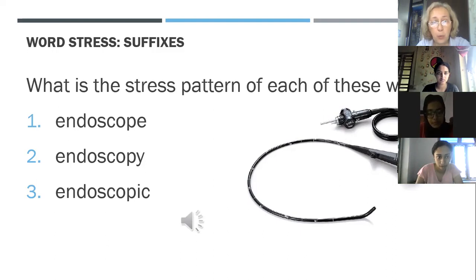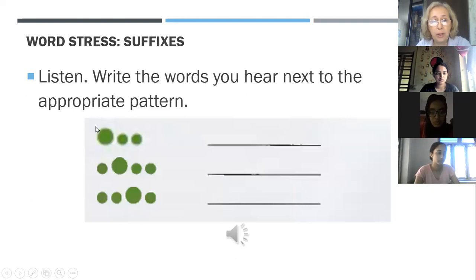Yes. In the second word, endoscopy, the stress moves to which syllable? Endoscopy. Yes, to syllable 2, endoscopy. And in the word endoscopic, which syllable is stressed? Endoscopic. Three, yes, syllable 3. So you see that depending on suffixes, the stress can also move to another place in the word.